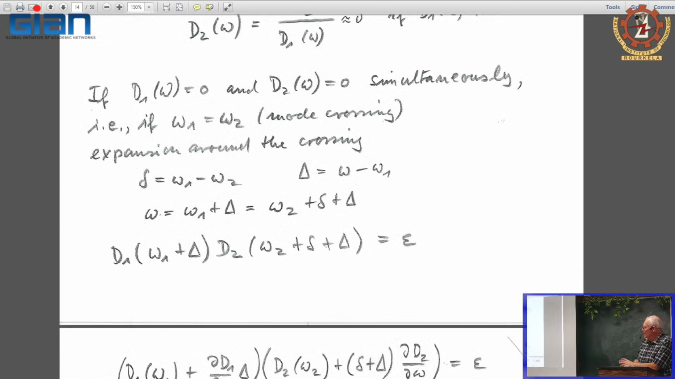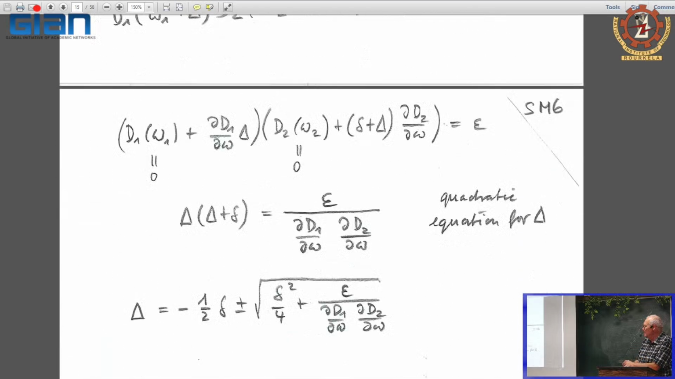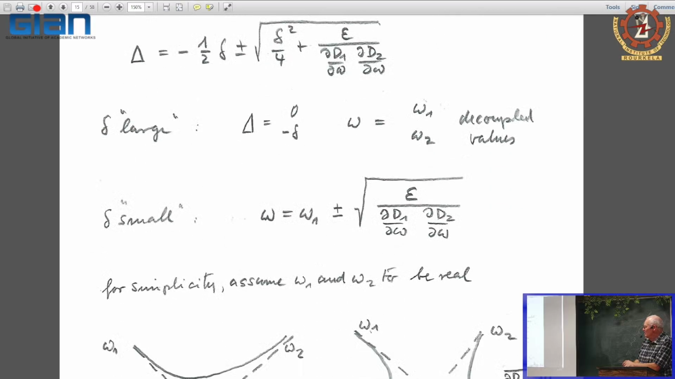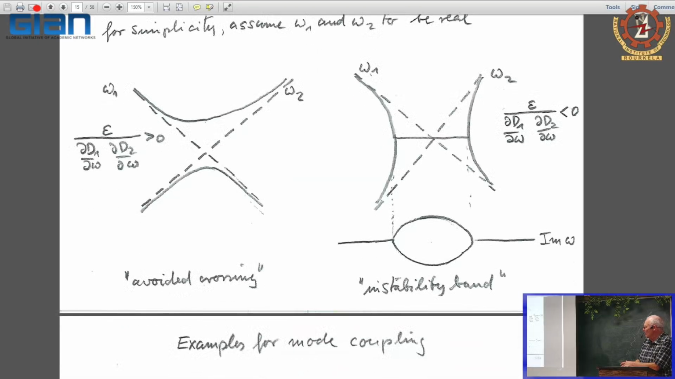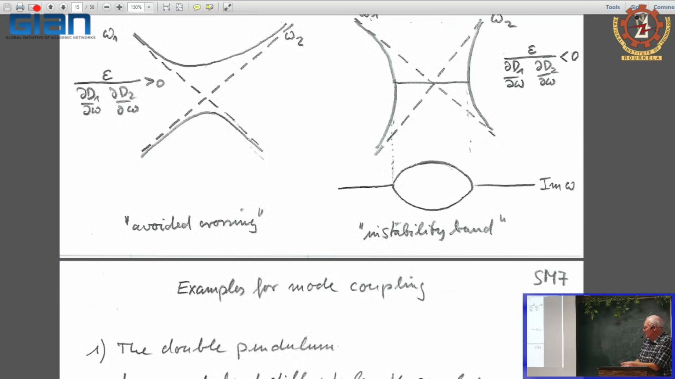So it's a tool for getting some order in modal diagrams and to interpret them in terms of crossings of different kinds. Okay, because this is a little bit counterintuitive, let's give some examples for mode coupling, which you probably already know, but you are probably not aware of the fact that mode coupling is present in these cases.